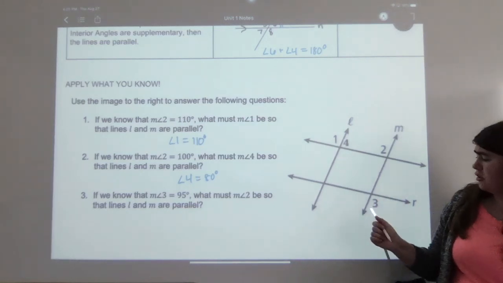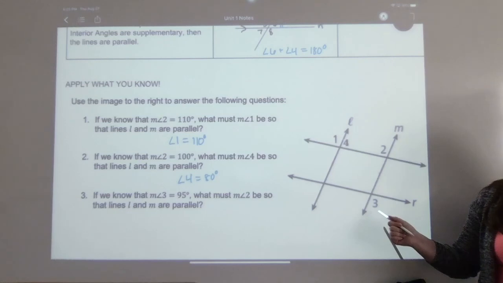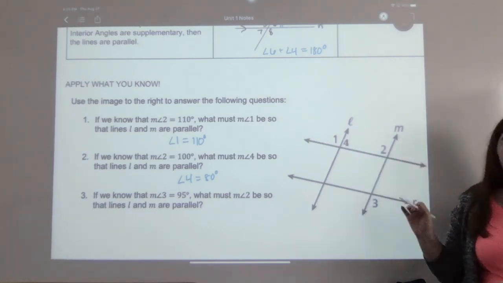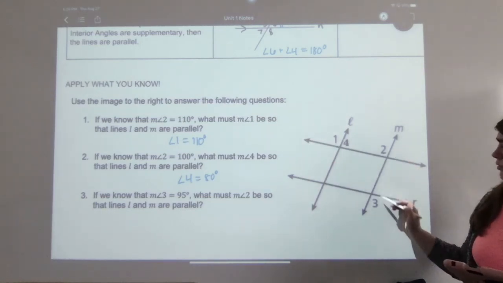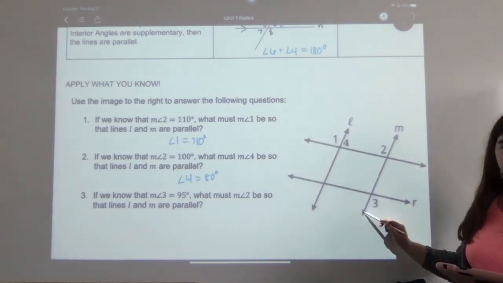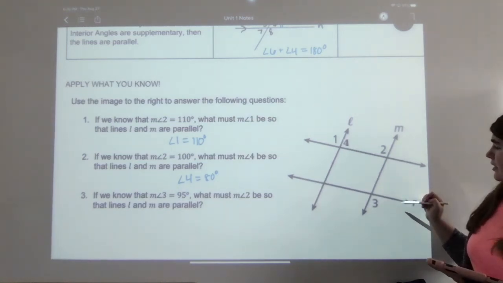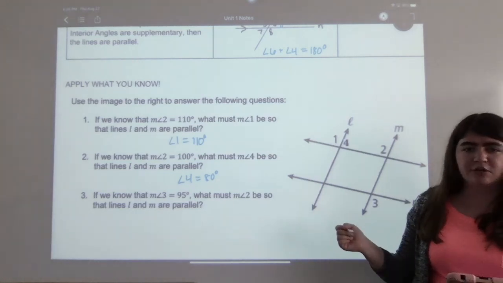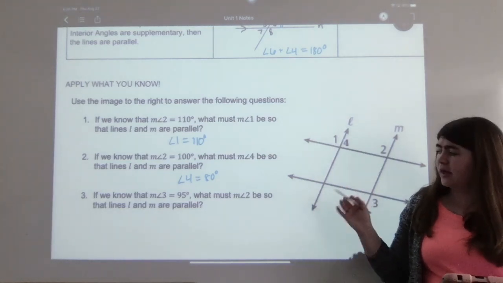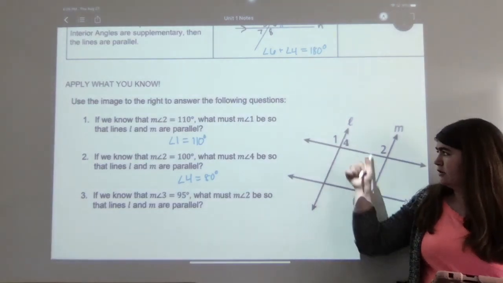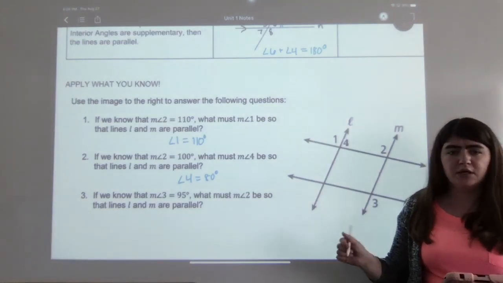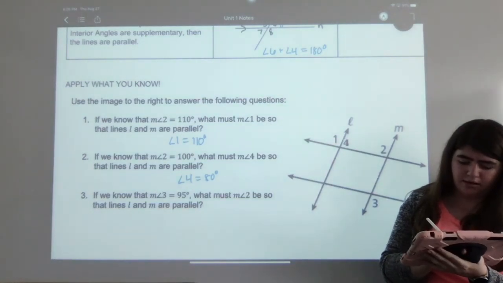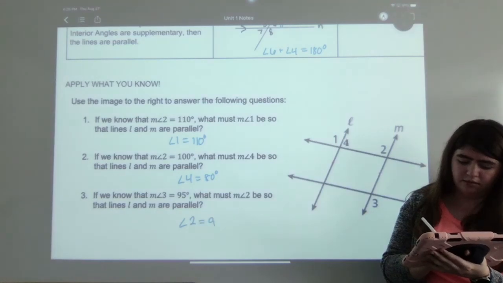All right, number 3. If we know that the measure of angle 3 is equal to 95 degrees, what must the measure of angle 2 be so that the lines L and M are parallel? All right, well, 2 and 3 are on opposite sides of the transversal, and they are on the outside of the parallel lines. So I'm working with alternate exterior angles here. If the lines are to be parallel, then these alternate exterior angles must be congruent. So that would mean that the measure of angle 2 has to be 95 degrees as well.